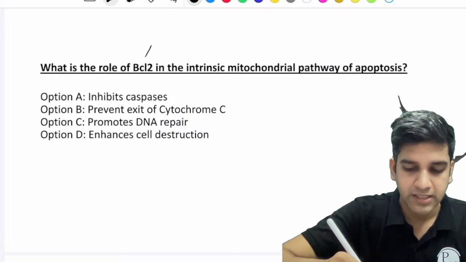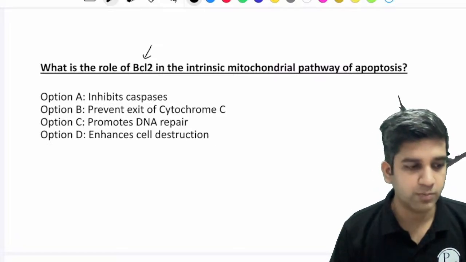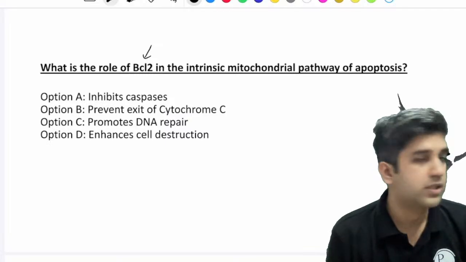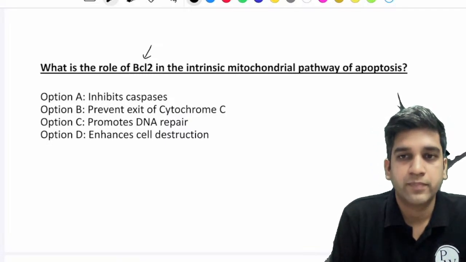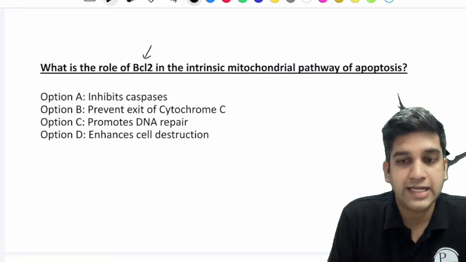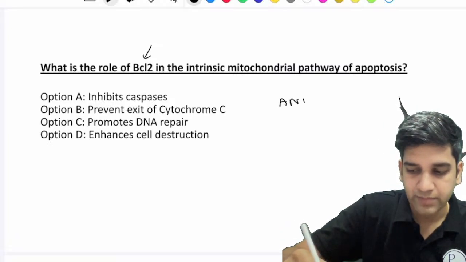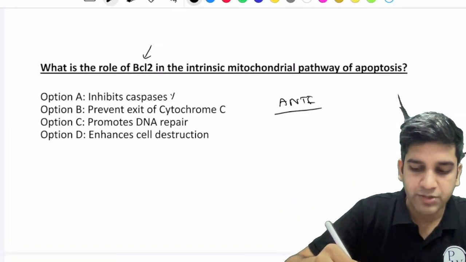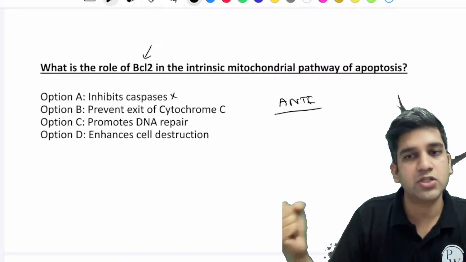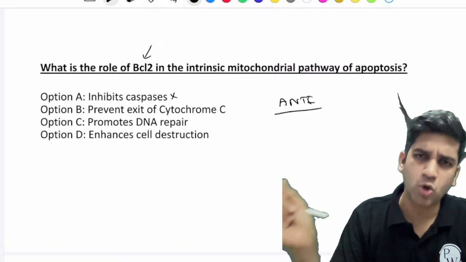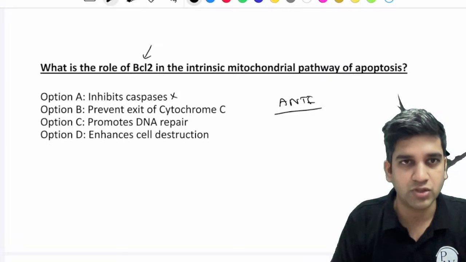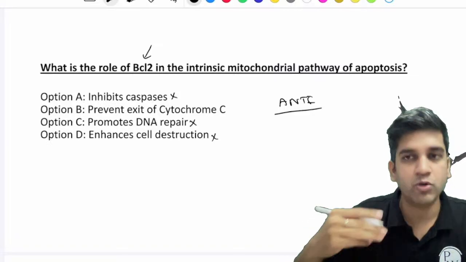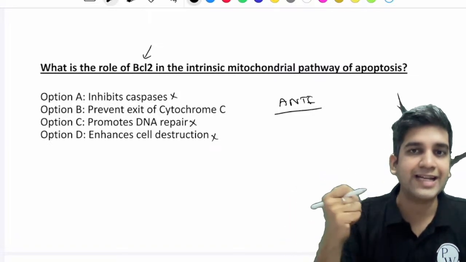Before going to the question, tell me what is BCL2? Is it pro-apoptotic or anti-apoptotic? Very good evening, Rahul. Hope your exams are over. BCL2 is pro or anti-apoptotic? It is anti-apoptotic, right? As the name says, it's going to prolong the cell survival. It's not going to let the cell die. So here, inhibition of caspase will not be the answer because BCL2 does not directly do anything to caspase. Caspase is always in an inactive form, I have to activate them. Promotes DNA repair: again, BCL2 is not involved in DNA repair. It definitely will not enhance cell destruction because, like you said, it's an anti-apoptotic gene.